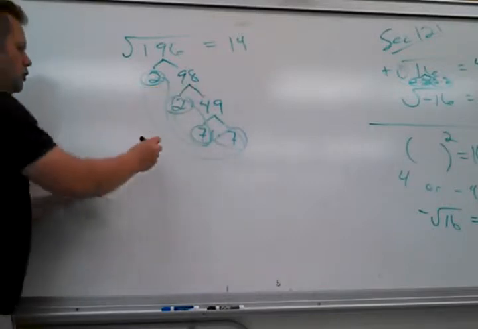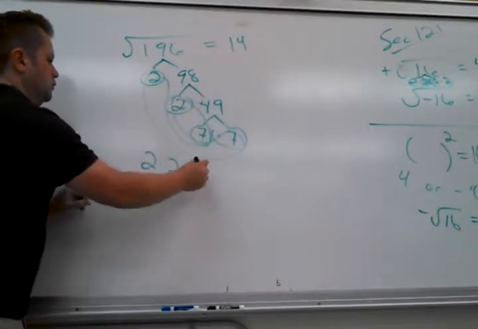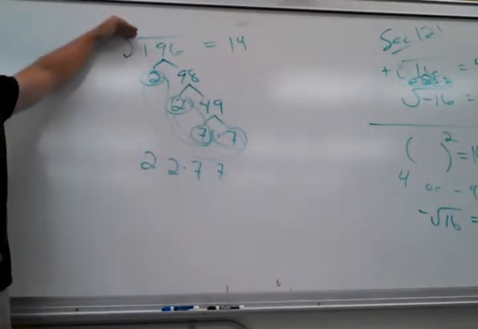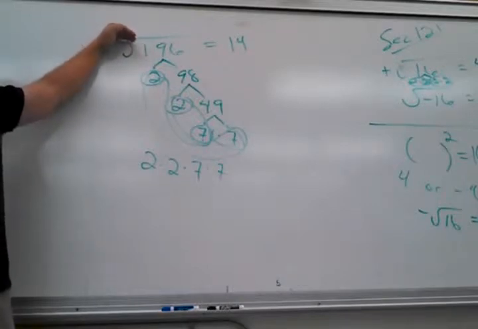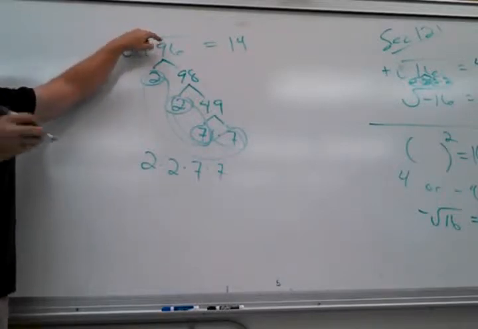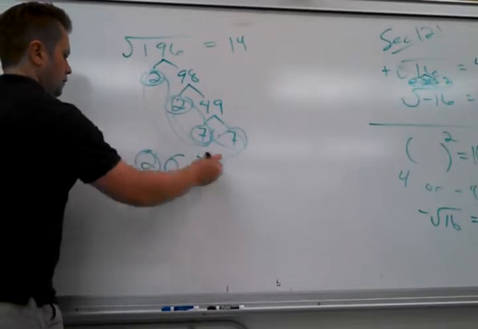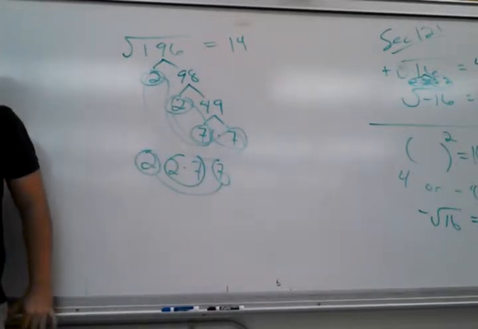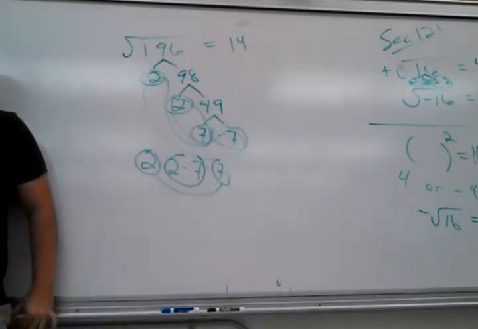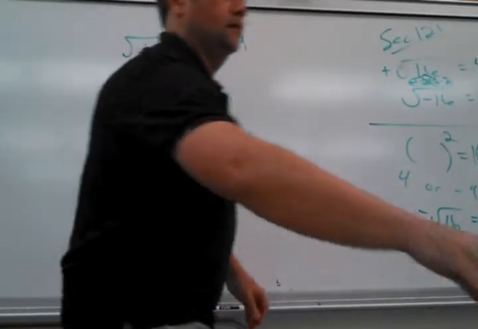Yes. I broke it all the way down, so if I collect them all, it's 2 times 2 times 7 times 7. But the square root wants 2 numbers that multiply to be 196. It'd be 14 and 14, right? Maybe. Okay.